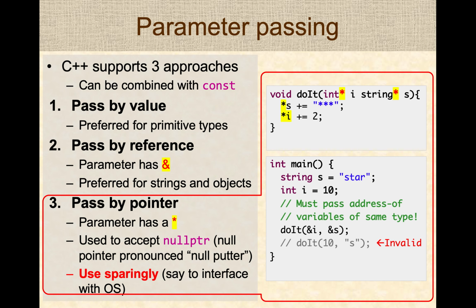Typically, you'll have to use pointers to interface with C libraries and often with the operating system. So only those are the situations where you typically use pass by pointer.